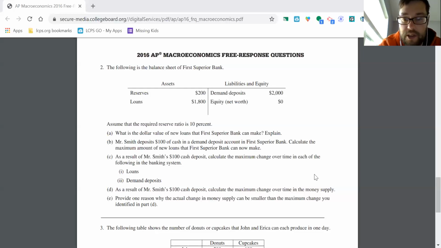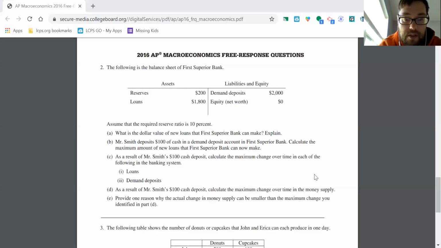So first of all, let's calculate the money multiplier. Money multiplier equals 1 over the reserve ratio, right? Equals 1 over 0.1 equals 10, right? So the money multiplier is 10 in this case with a reserve ratio of 10%. Okay, so now the question becomes, do we multiply it by the initial deposit or not?